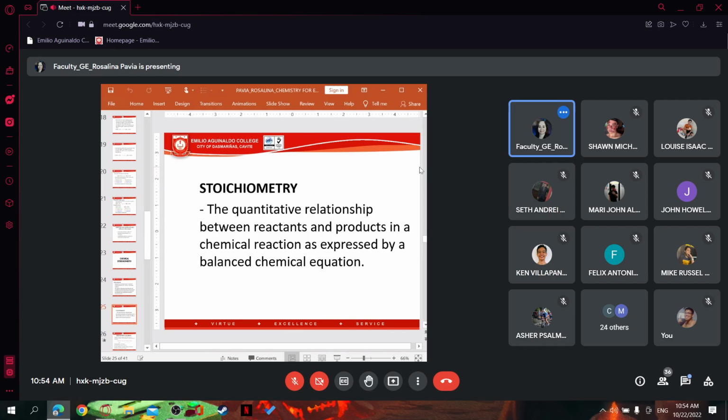Separately ha. Pag stoichiometry, nakabalance na yung equation. All you need to do is to determine the amount of reactants or products. Depende kung ano yung tinatanong sa problem.